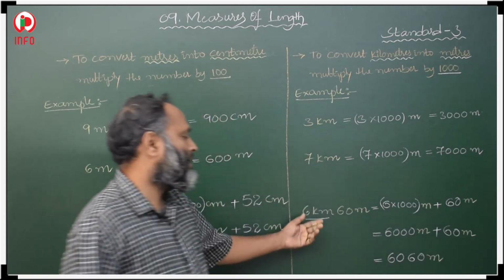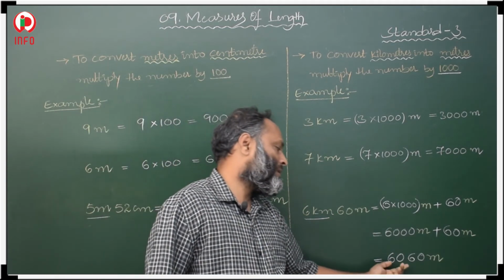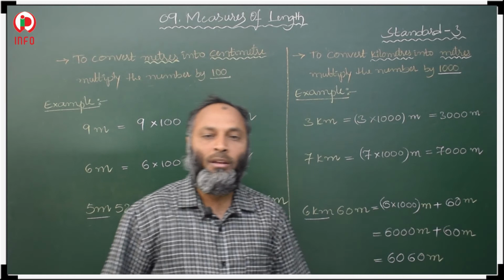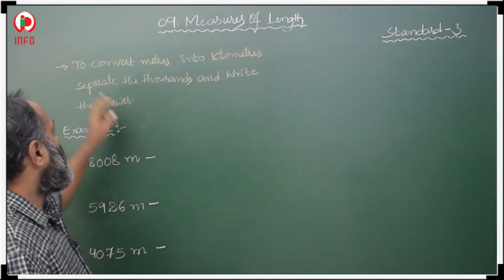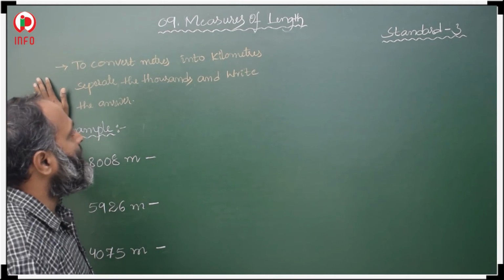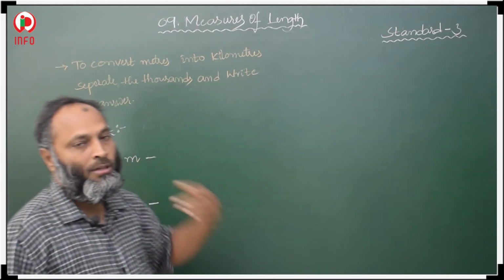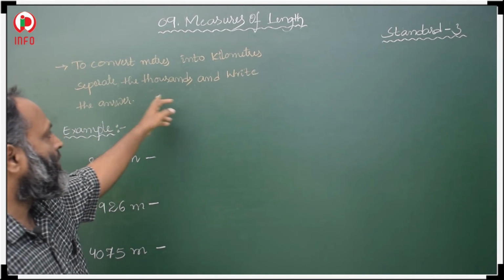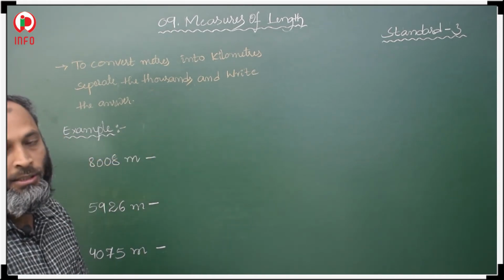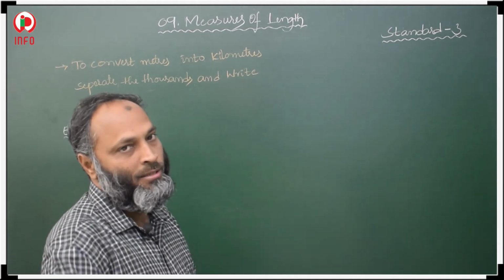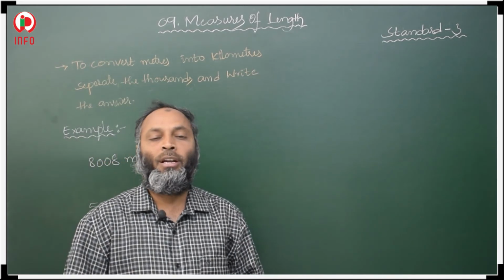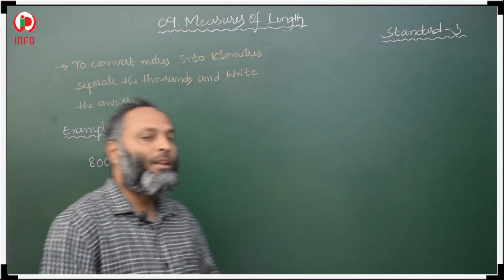So, 6 kilometers 60 meters means 6060 meters. Okay. Now, next, to convert meters into kilometers, what to do? Separate the thousands and write the answer. Before, we converted kilometer to meter. Now, if meter to kilometer, then what?